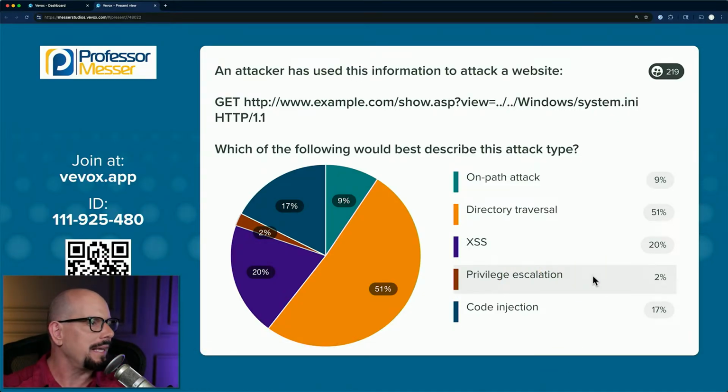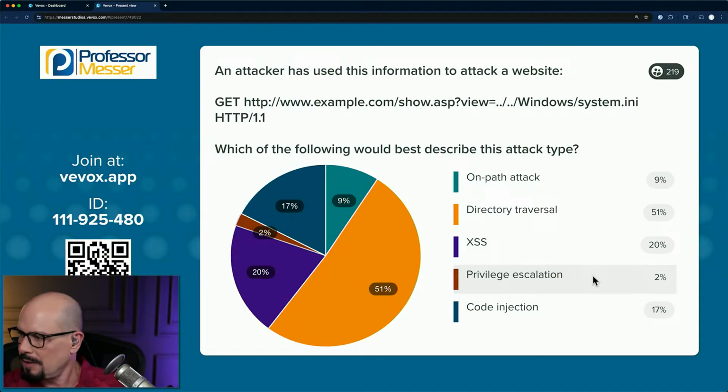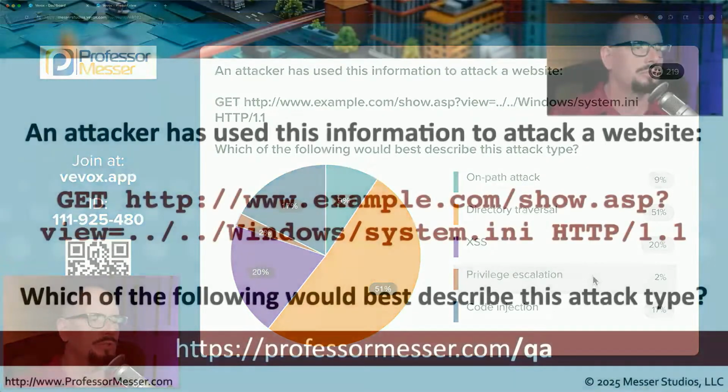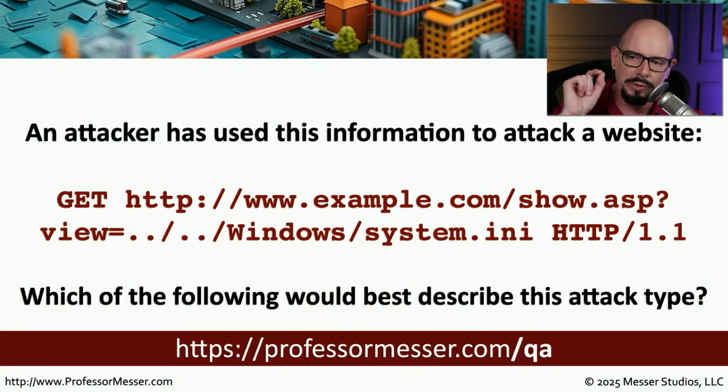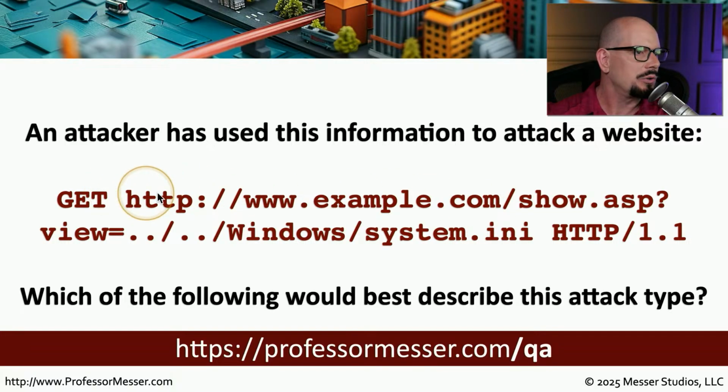The real key with this particular question, I'm going to go back to my single screen here just to show you this. The real key with this one is everything here looks normal. This is a normal GET command. It lists a URL, although it's in HTTP and not HTTPS, we can still work with that. It is a show.asp. That's perfectly normal, but it's this part that looks a little bit weird.